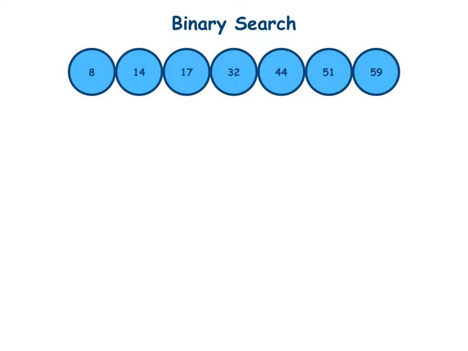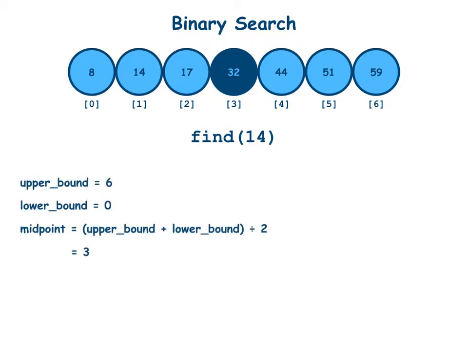So, suppose that I'm looking for the number 14. Well, the first step is to select the middle value. How does binary search do that? Well, first we must determine the largest index and the smallest index. We'll call the largest index the upper bound, and we'll call the smallest index the lower bound. Add those two together, divide by 2, that'll give you your midpoint. So the midpoint is 3.